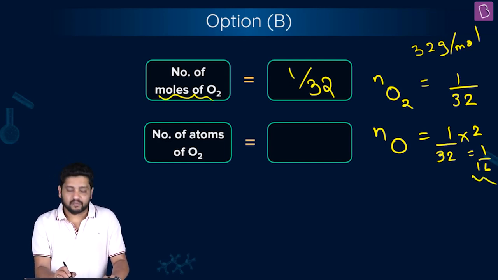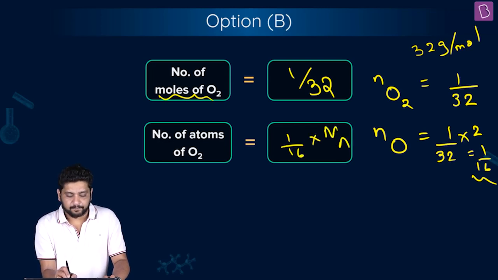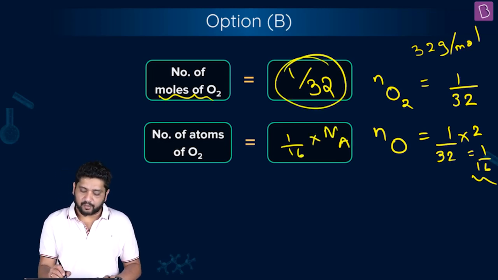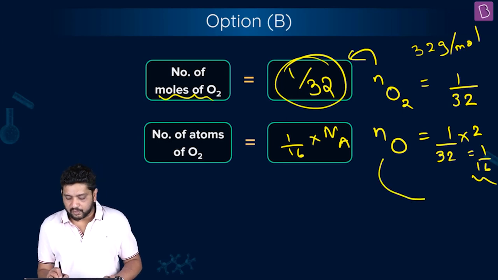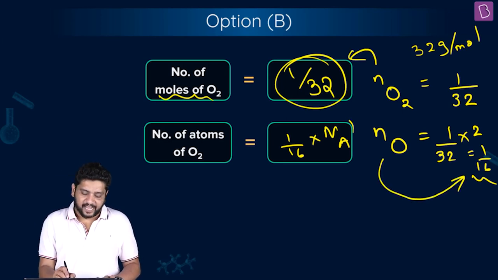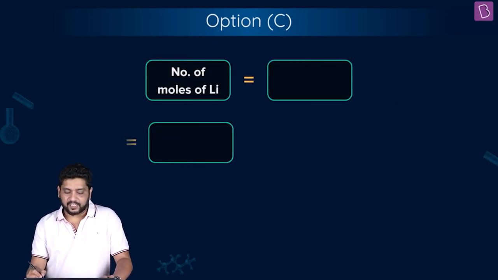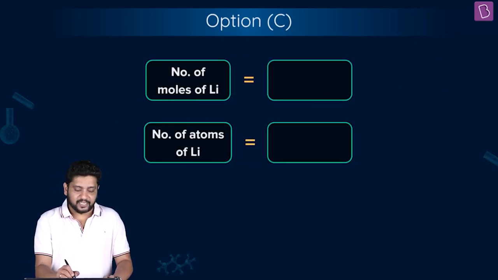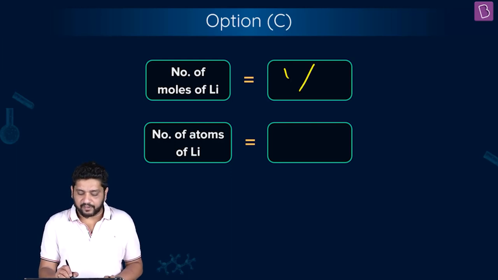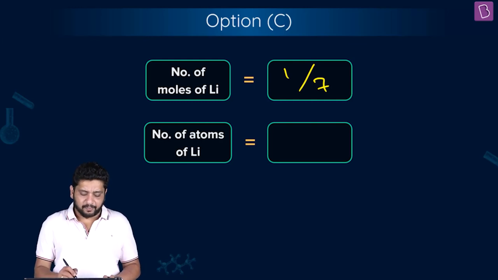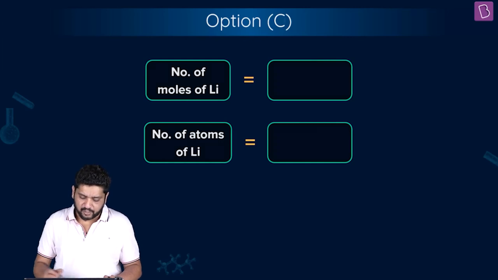So the number of atoms of oxygen is 1 by 16 into Na. So 1 by 32 is the number of moles of oxygen, the number of moles of oxygen atoms is 1 by 16, and the actual number will be 1 by 16 into Na. Let's go forward. Lithium also, we had 1 gram. So the number of moles will be 1 divided by 7 grams per mole, so 1 by 7 moles of lithium atoms. So the number of atoms of lithium will be 1 by 7 into Avogadro's number.